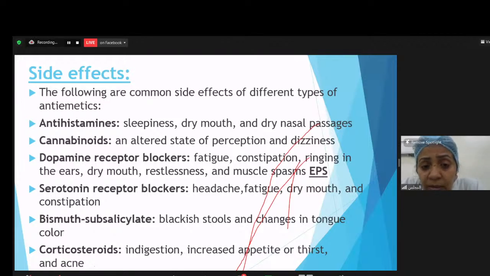Serotonin receptor blockers mainly cause headache, most of all. After that we have fatigue, dry mouth, and constipation.